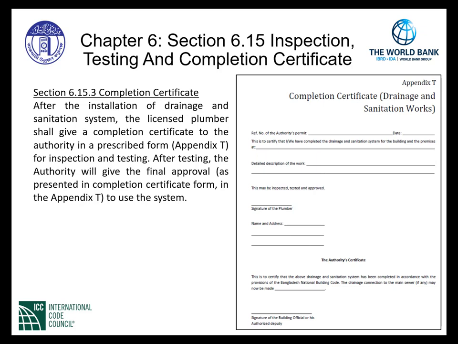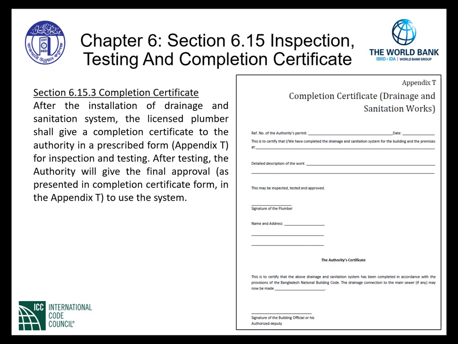6.15.3 is the completion certificate. After the installation of the drainage and sanitation system, the licensed plumber shall give a completion certificate to the authority in a prescribed form, indicated in Appendix T, for testing and inspection. After testing, the authority will give the final approval, as presented in the completion certificate form in Appendix T, to use the system. As we see an example in Appendix T, the completion certificate.